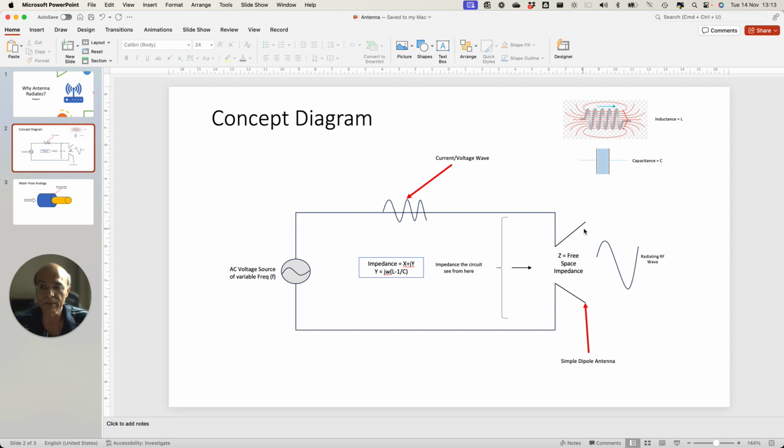Now friends, you will be surprised to know that everybody understands that the lower the frequency, the better is the propagation of the RF wave. But I will tell you that it is not the case. Why?